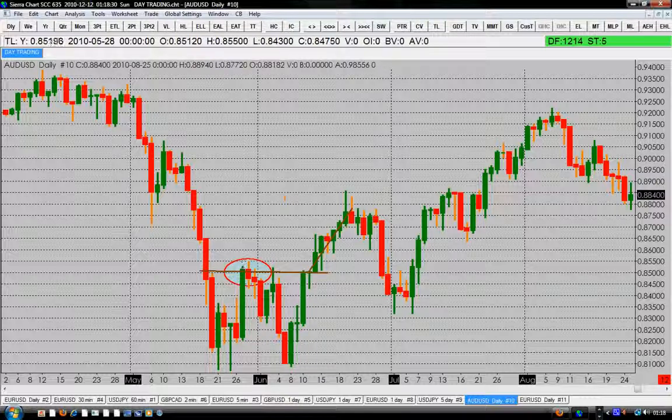So we break this zone. You start counting the waves. First wave, second wave. Our second wave is this one here. But something has happened. As you can see, the second wave has cancelled the first wave because it shouldn't retrace all the way back to this level here. The second wave shouldn't come down to the starting point of the first wave.